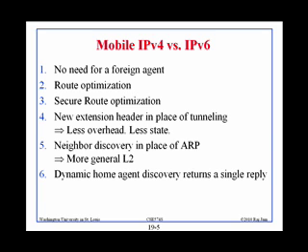And then neighbor discovery in place of ARP. Now ARP is address resolution protocol. Anybody remembers what ARP is used for? Yeah. So if you want to find out the MAC address for an IP, or actually the other way around as well. If you want to find out the IP address for a MAC, you can use ARP.